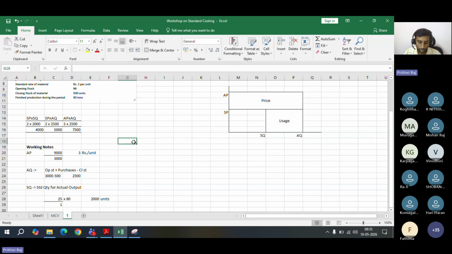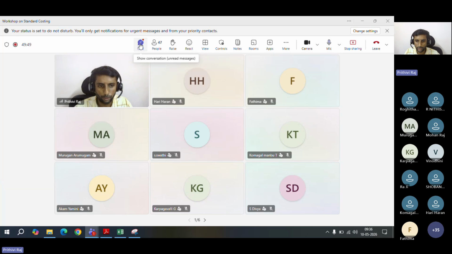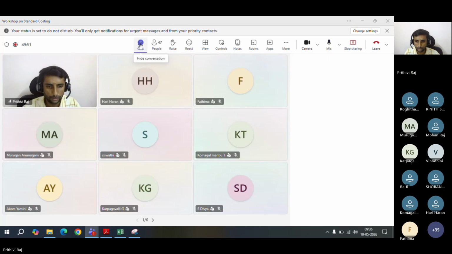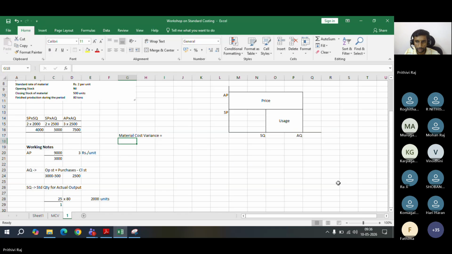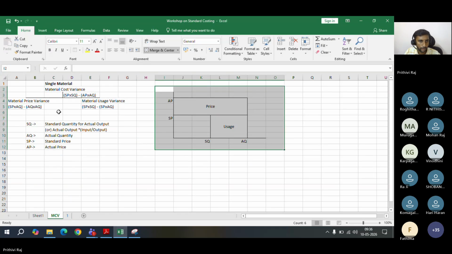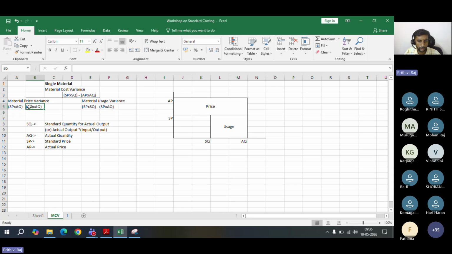Okay. Now let's see the variances. First variance, material cost variance. Everyone can chat, right? If possible, just put the formula in the chat box. What is the material cost variance formula? Just put it from this graph. Since it's the first formula which I am asking, let me go slowly. Correct point is AP into AQ. Yes, I just made a typo. Sorry. SP into AQ, AP into AQ. Okay, thanks.